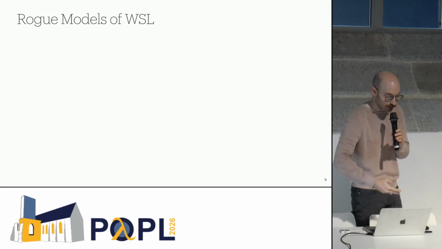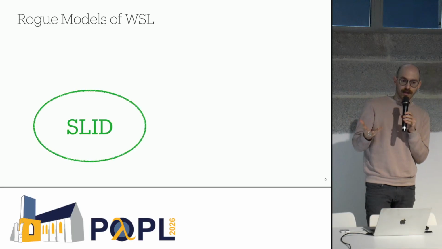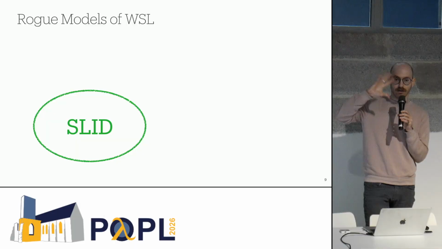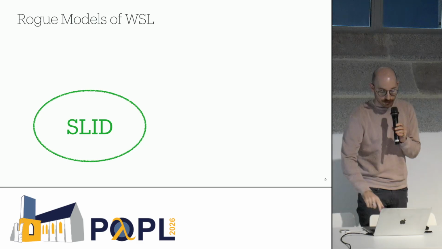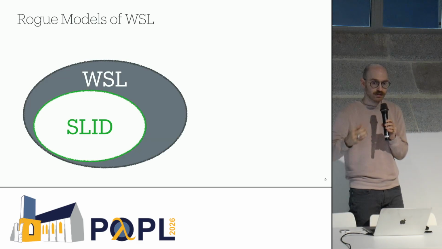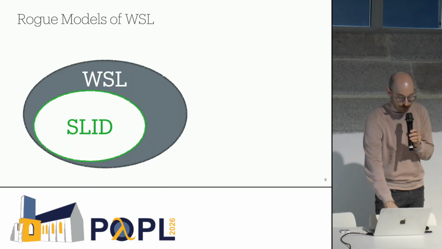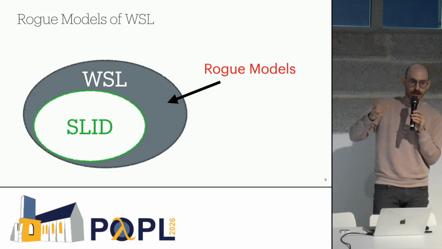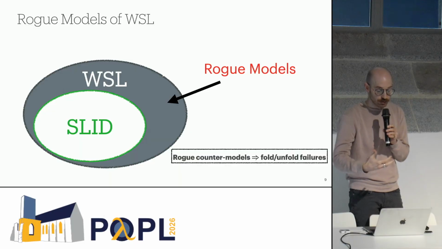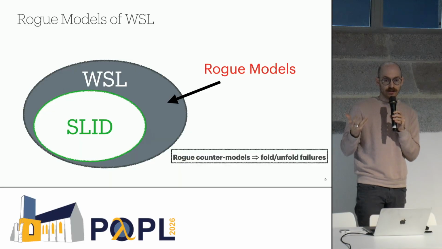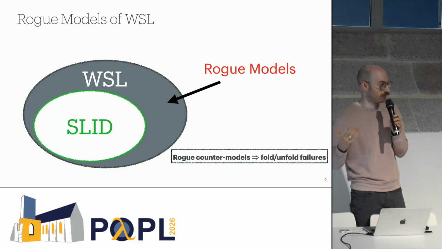And to really reiterate and drive this point home, when we look at an entailment, we have this world of models of separation logic that we think of. But actually, when we use fold and unfold, there's this larger world of WSL models. And we have these models in the difference, these rogue models. And when there are rogue counter models, rogue models that violate the entailment, this will lead to failures of fold and unfold reasoning.